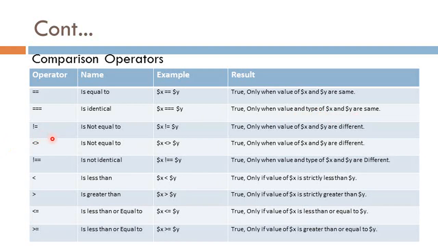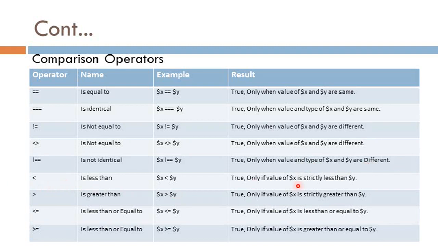Next is not equal to. It gives the true value only when the value of both operands are different. Not equal to is also written as the less than or greater than symbol. And same, it gives the true value only when the value of both operands are different. Then not identical means it gives the true value when the value or data type of both operands are different.